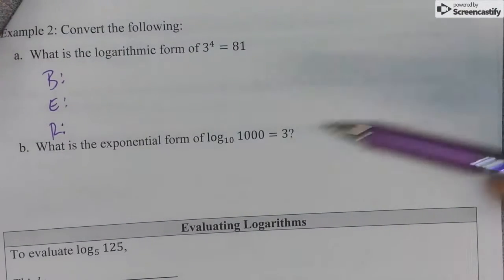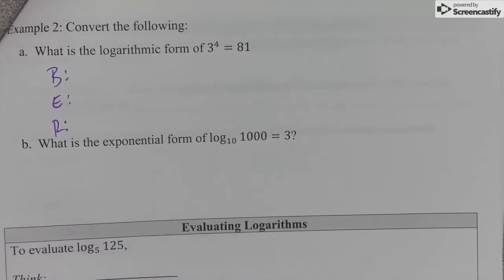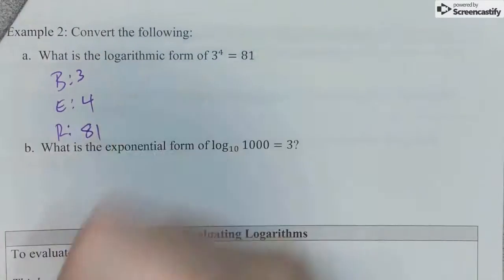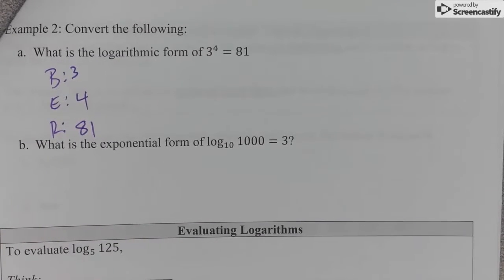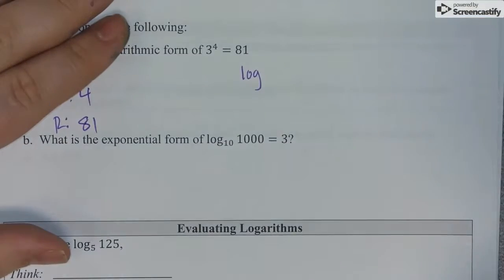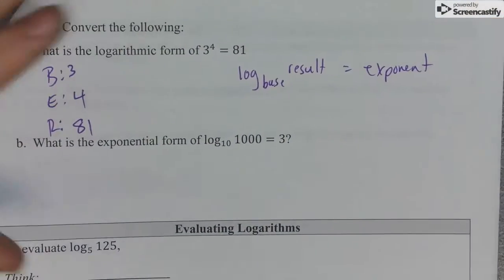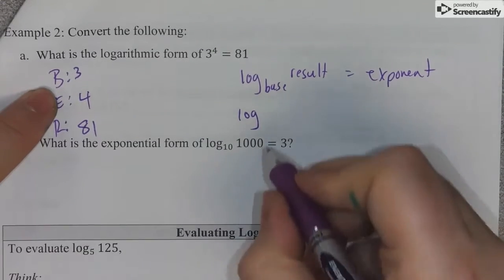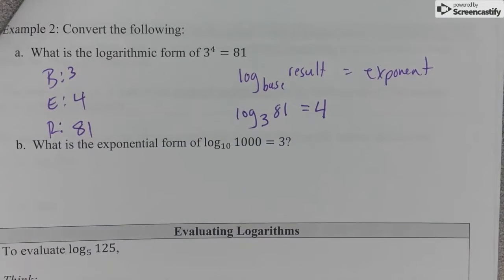When it's given to you, so example 2A, what is the logarithmic form of 3 to the 4th power equals 81? When it's given to you in this form, it's pretty easy. 3 is your base, 4 is your exponent, and your result is 81. So now this is where you want to look at that note card or the sheet of paper where you jotted down what was in that previous box. We said that if I want to go from an exponent to a logarithm, then I would use log base result equals exponent. So I'm going to write log. My base is 3, my result is 81, and my exponent is 4. So that says log base 3 of 81 equals 4.